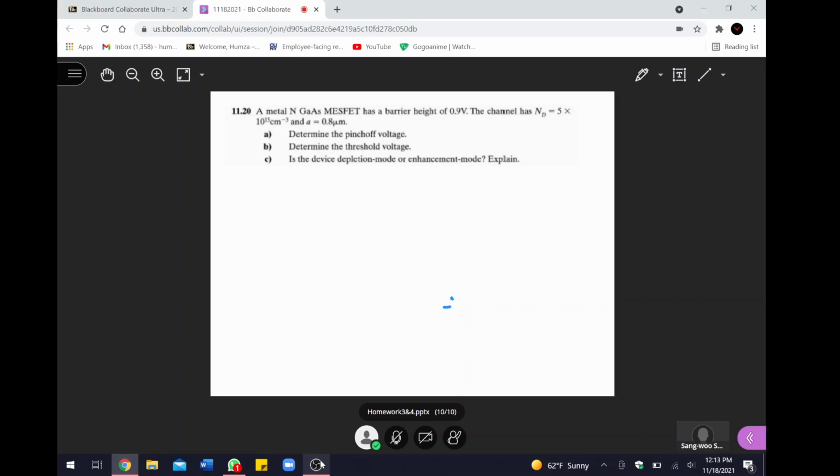So VP for an N-channel device, you have a formula, right? a squared q Nd over 2 epsilon. And this is gallium arsenide, so you're going to use epsilon correctly here, it's epsilon r times epsilon 0. Other than that, everything is given, so you just use it and then you can calculate the pinch-off voltage.